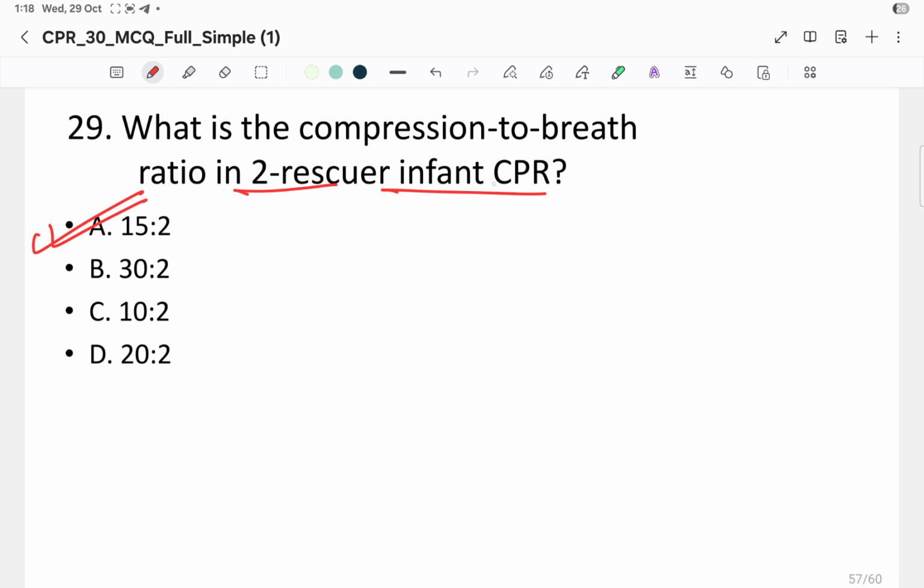And in adult CPR with 2 rescuers and in child CPR with 2 rescuers, the ratio will be 30:2. With single or double, the ratio will be 30:2. And in infant, in single rescuer, the ratio will be 30:2, and in double rescuer 15:2. But in children and adult, whether it be a single rescuer or a double rescuer, the compression to breath ratio is the same, that is 30:2. Clear?